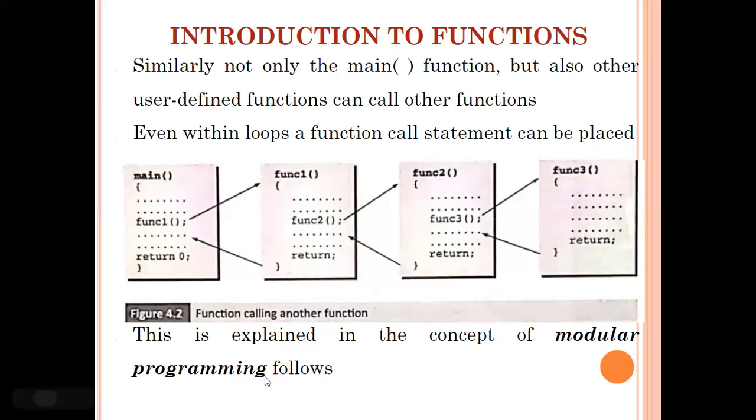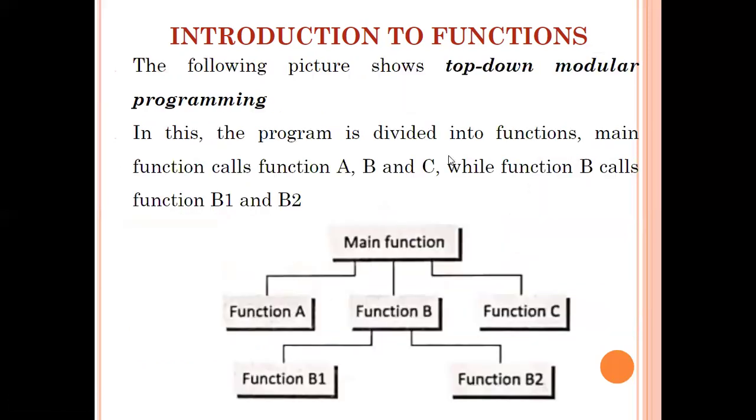Modular programming means a particular C program is divided into a number of modules. Each and every module is also known as a program unit or function, right? And in modular programming, we can have two types. The first one is top-down modular programming, and the second one is bottom-up modular programming. Let us see what top-down modular programming is.